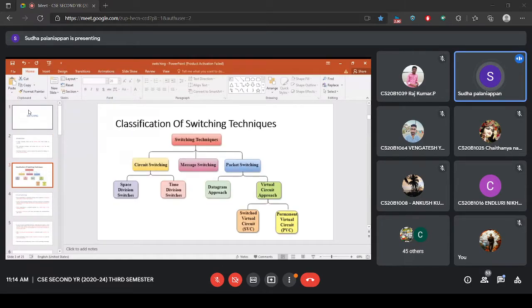There are different classifications of switching: circuit, message, and packet switching. Circuit switching is further classified into space and time, and packet switching is classified into datagram and virtual circuit. The virtual circuit is again classified into switched virtual circuit and permanent virtual circuit. But I won't go in depth for the virtual circuit. Okay, let's move to circuit switching.